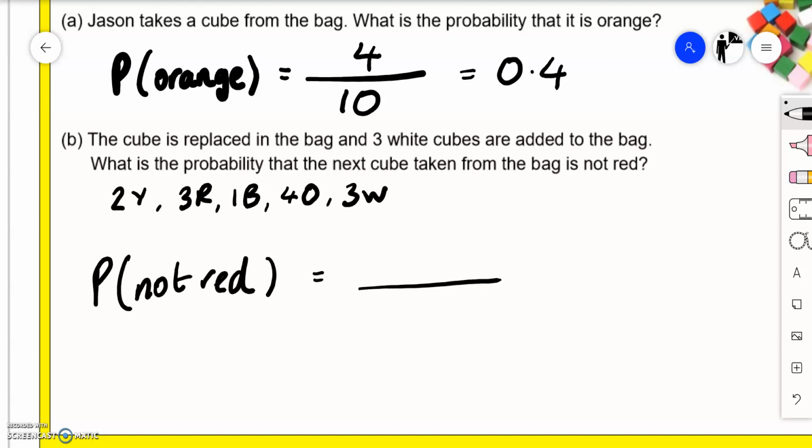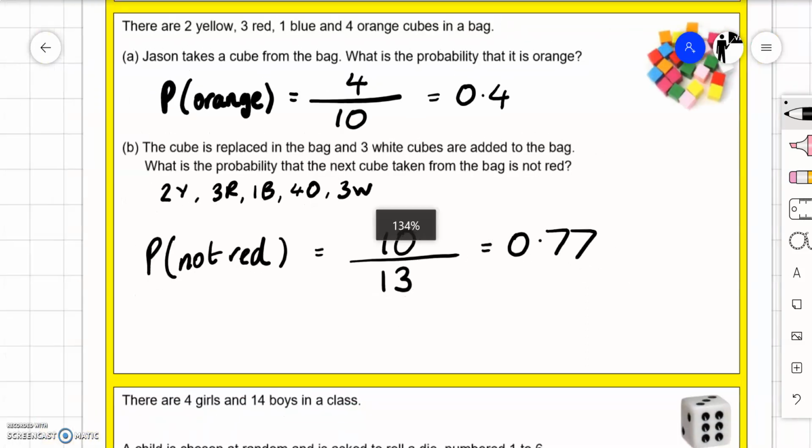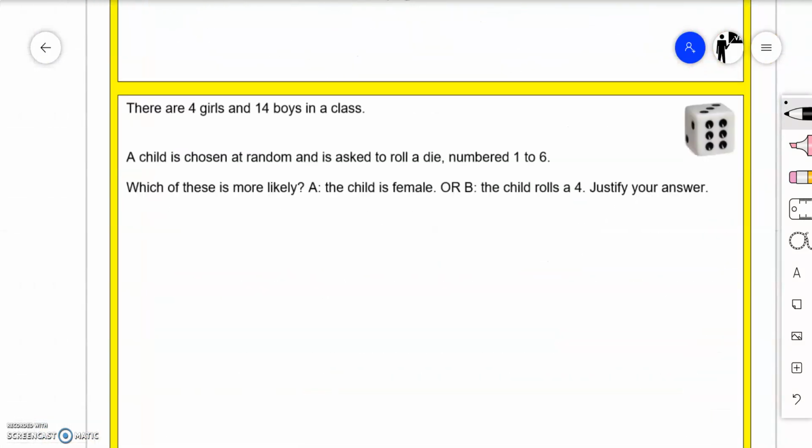So we need to figure out how many are not red and divide that by the total. So once again, the total is going to be 5, 6, 10. The total is 13. The total that are not red is going to be 3, 7, 10. The probability of not choosing a red one is 10 over 13. 10 over 13 is 0.77 or 77% chance. Okay, part B.